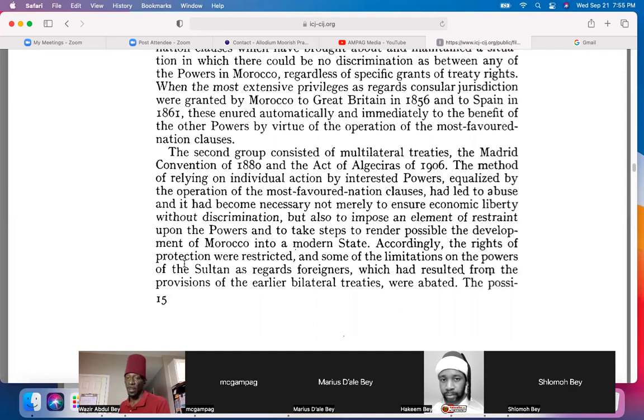of 1906. The method of relying on individual action by interested powers, equalized by the operation of the most favored nation clauses, had led to abuse and it had become necessary not merely to ensure economic liberty without discrimination, but also to impose an element of restraint upon the powers and to take steps to render possible the development of Morocco into a modern state.